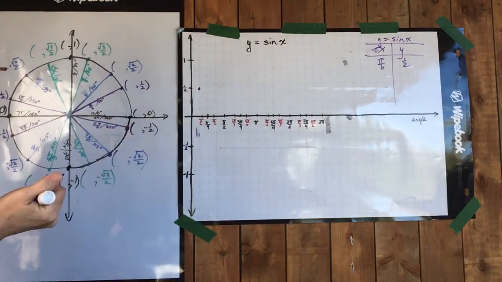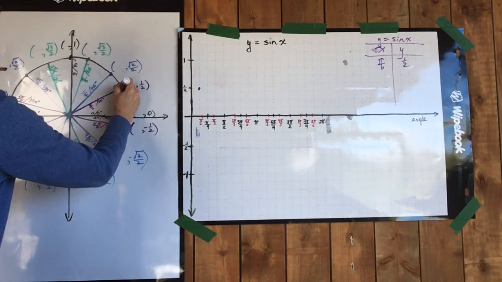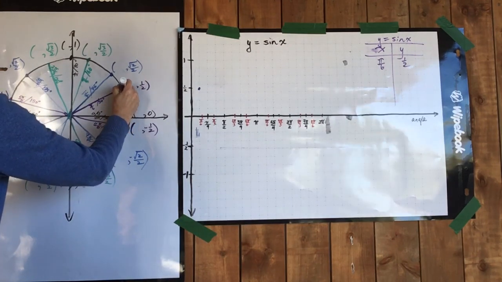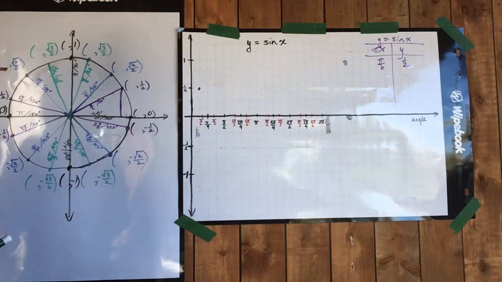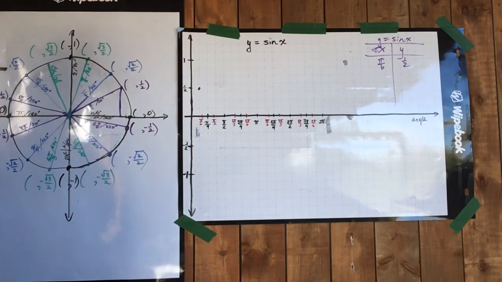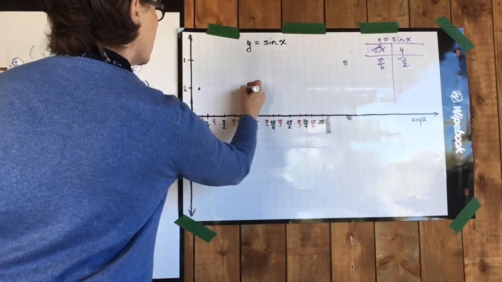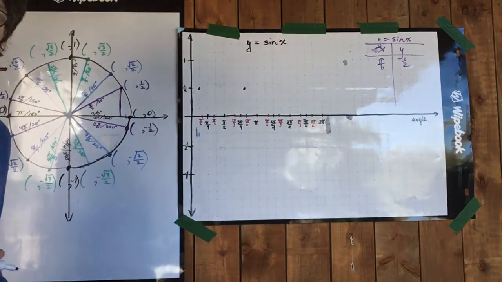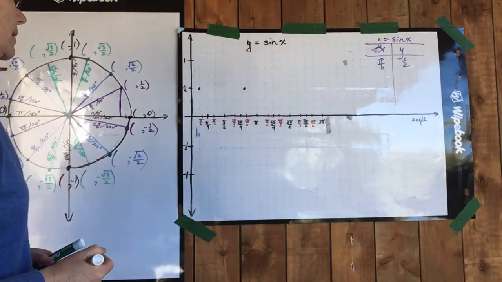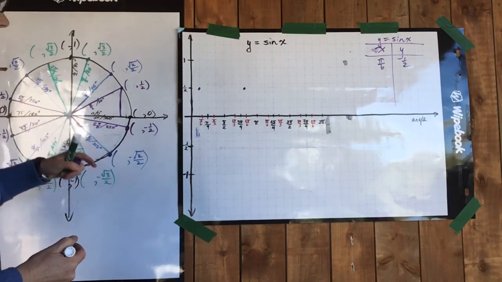Do we have anywhere else on this unit circle that has this y-axis measurement of 1/2? Yes, we do over here. It's not very well drawn to scale, but it's this one over here at 5 pi over 6. So 5 pi over 6 also has this same height on our y equals sine x graph. Now let's look at the other purple ones.